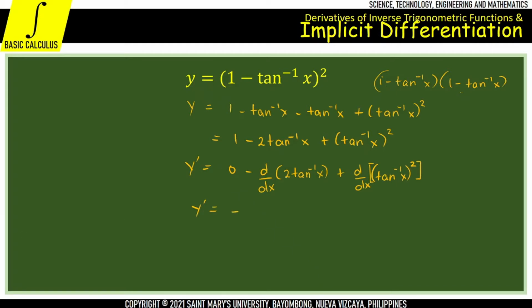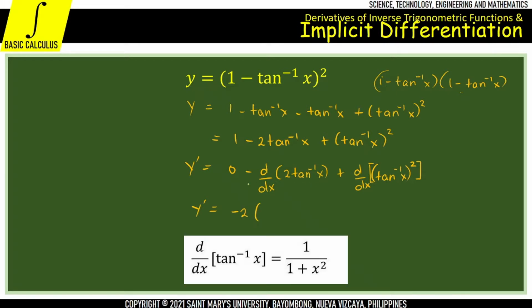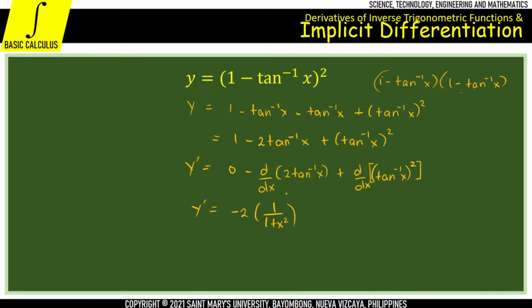Okay, for the derivative of 2 inverse tangent of x, we have our constant multiple, which is equal to 2. So we have negative 2 multiplied by the derivative of inverse tangent of x, which is equal to 1 all over 1 plus x squared. So that is the derivative of our second term. Next, we proceed with the derivative of inverse tangent of x squared.